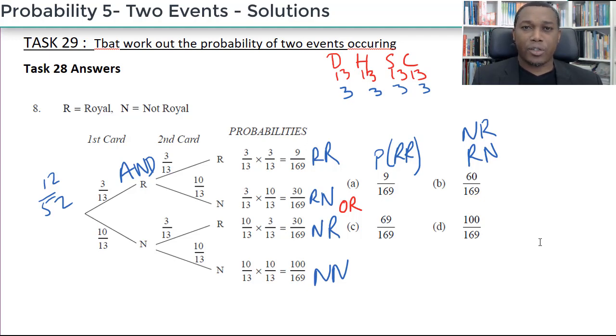When mutually exclusive, it's either, for example, a head or a tail. You can get a head or you can get a tail. You can't get a head and a tail on a coin at the same time. So we'll deal with those terminologies at a later stage.